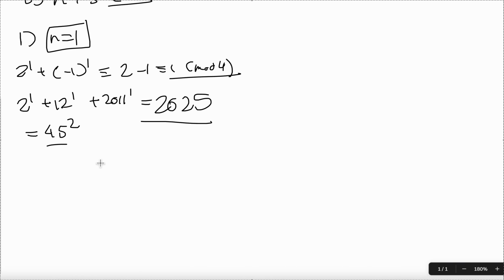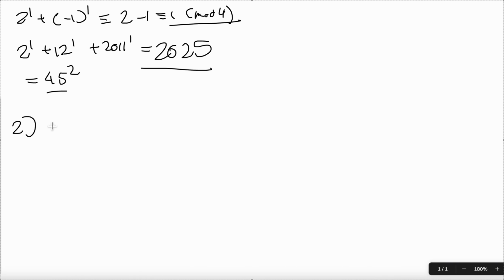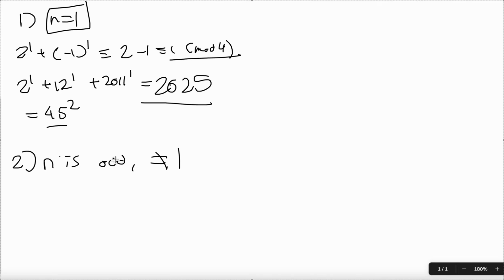So next, let's try the second case, case number 2, where n is odd but not equal to 1. Let's just take a look at this one. If n is odd and not equal to 1, that means n is equal to 3, 5, 7, 9, etc. And so each of these is always going to be greater than or equal to 2.